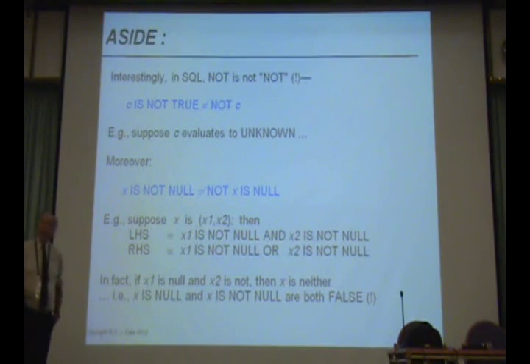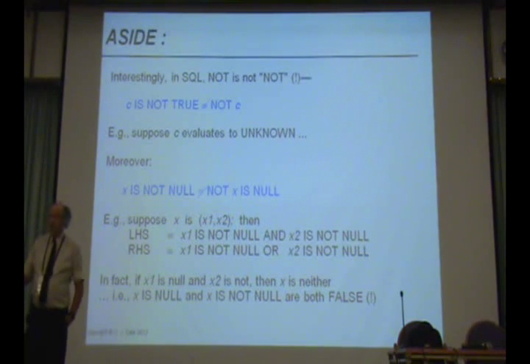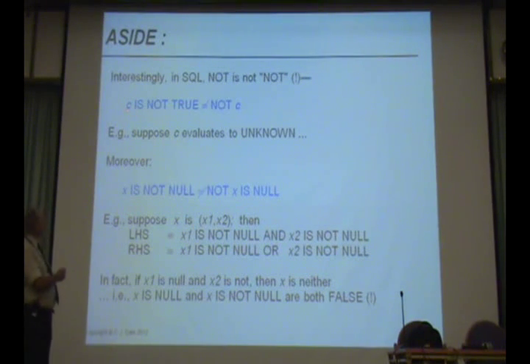And what happened actually, when I first started complaining about not is not not, some of the folks on the SQL standard committee said, oh my God, Chris is right. And they invented something: you can write C is not true, where C is a conditional expression. And C is not true is not the same as not C. So, in three-valued logic, not uppercase is not the same as not lowercase. In SQL, not uppercase is not the same as not uppercase. Isn't that wonderful? And by the way, did you know that X is not null is not the same as not X is null?